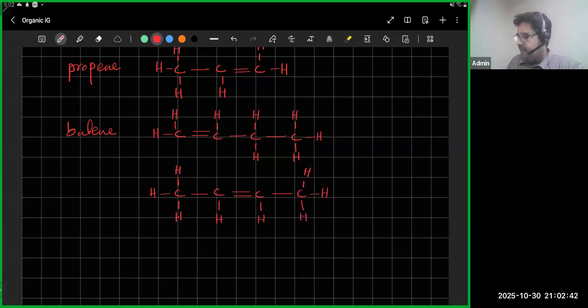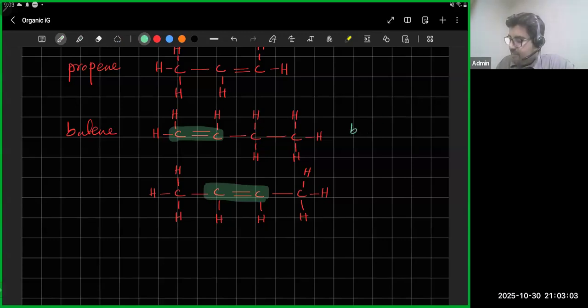So the point is, there's not going to be 1 butene. It's going to be 2 butenes. The double bond could be on the first and the second carbon atom, or it could be between the second and the third carbon atom, right? So butene is going to have 2 different names because they're not exactly the same.